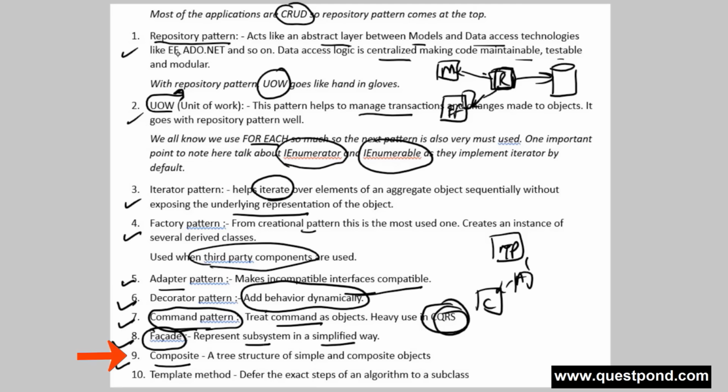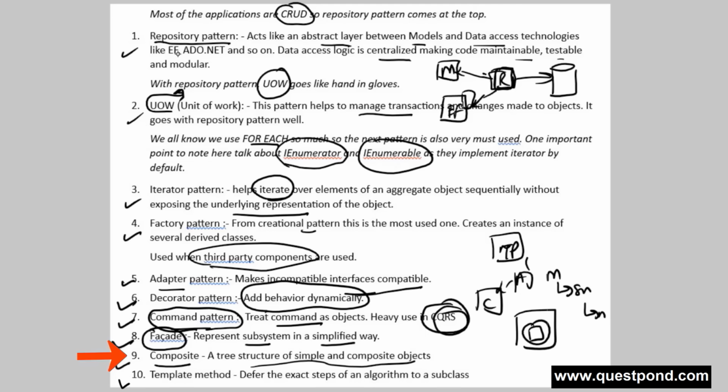Ninth one is composite. Composite means where you have objects composed of each other. So for example, let us say you have a square has a circle has a square. Or another example where I use composite pattern is menu. A menu has a sub menu, which again has a menu, right?